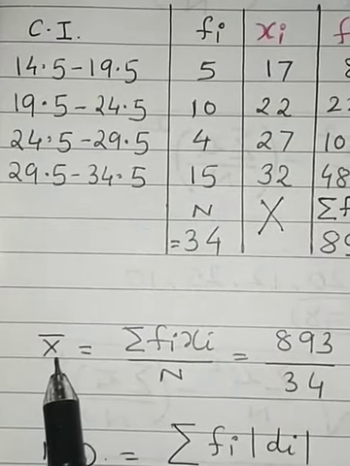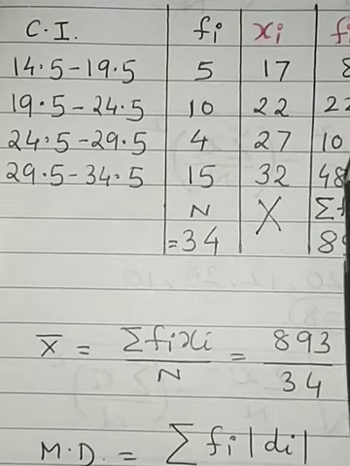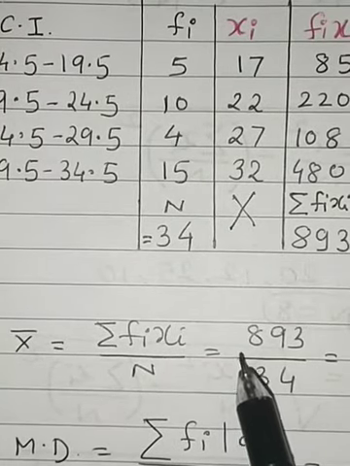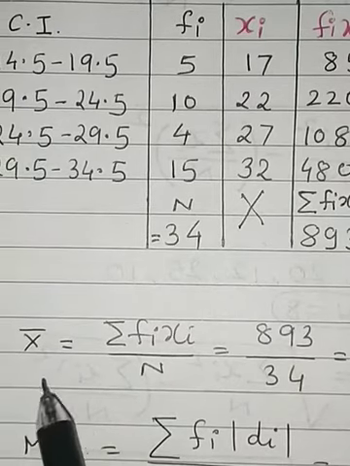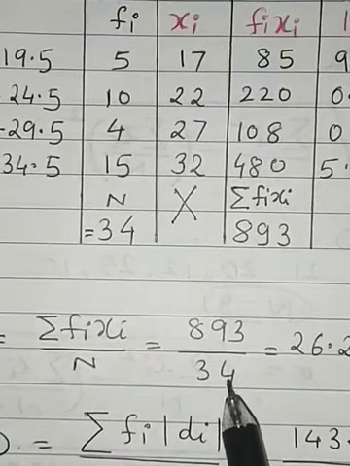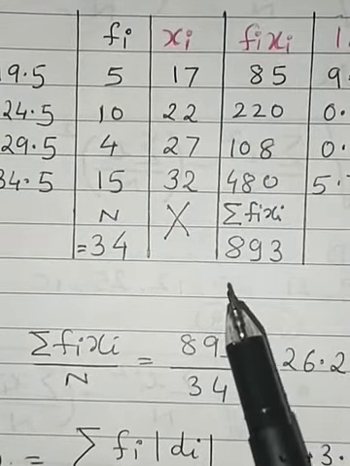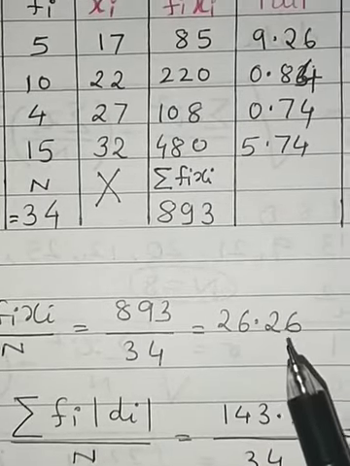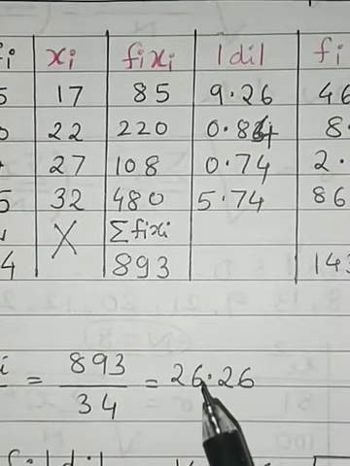So now these calculations we are doing below the table, not in front of the table. Below the table we are doing the calculations because we still need to expand the table further. So x bar is summation Fi Xi upon n, that is 893 upon 34. 893 is here, which is summation Fi Xi, and n is here 34. So that is 26.26. Alright, it is 26.26.